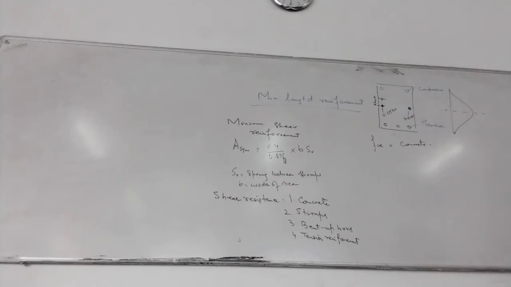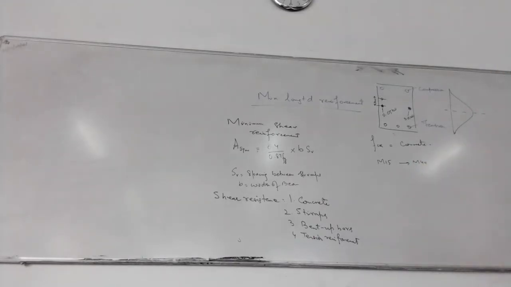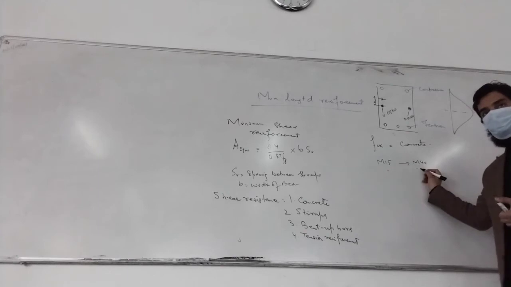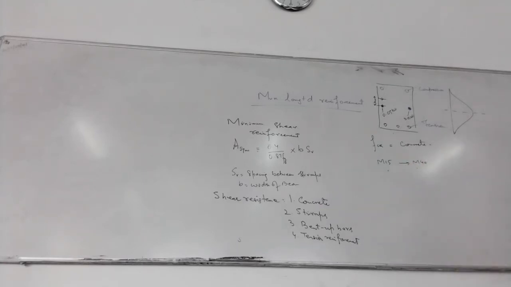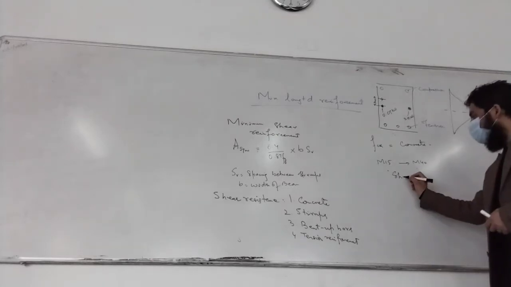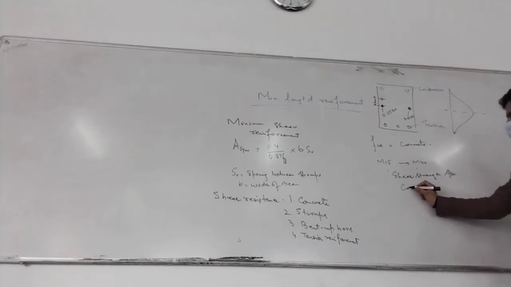If you see this table, concrete grades from M15 to M40 are given. As the grade increases, if you check the value of tau c along any row, in the first row it goes from 0.28 to 0.3, and in the last row from 0.71 to 1.01. So with the increase in compressive strength, the shear strength is also increasing, isn't it?